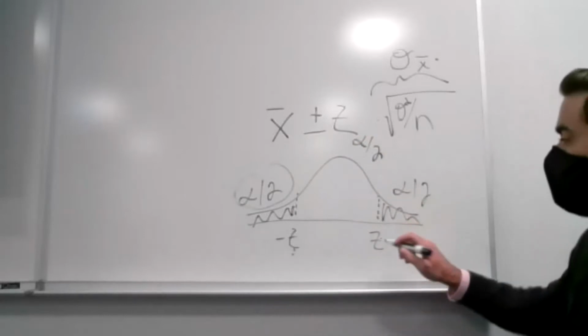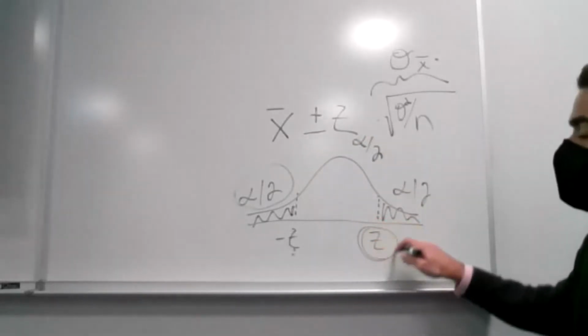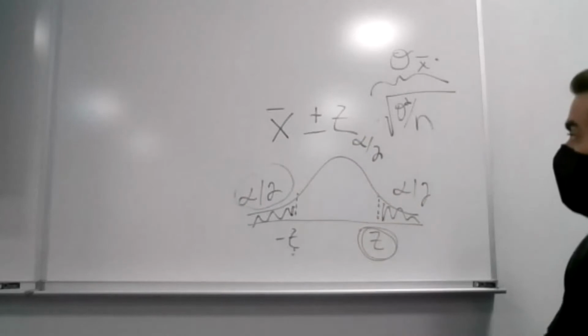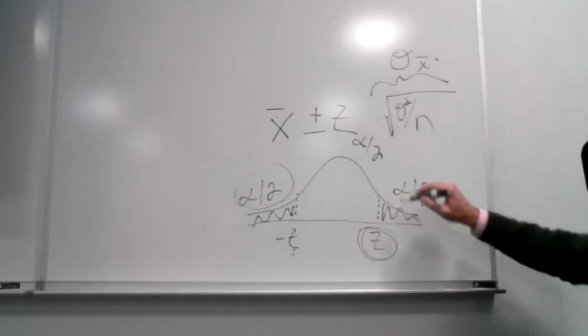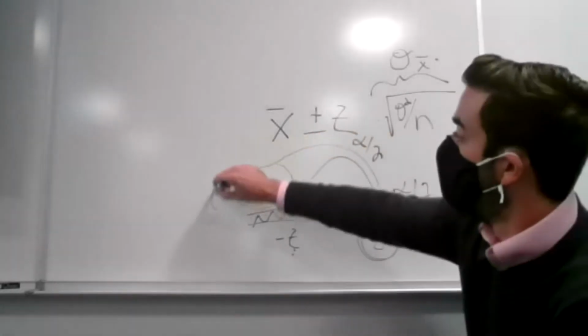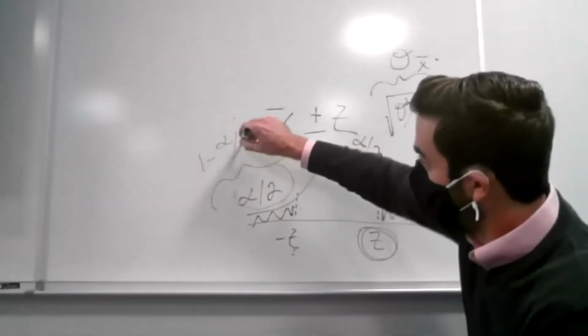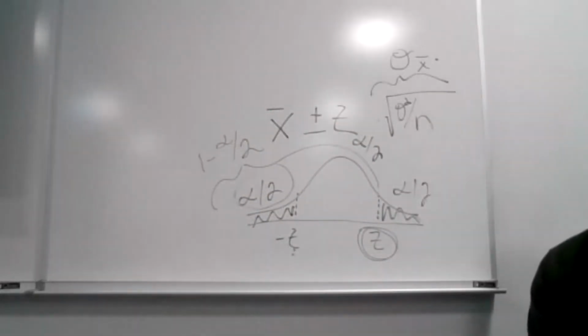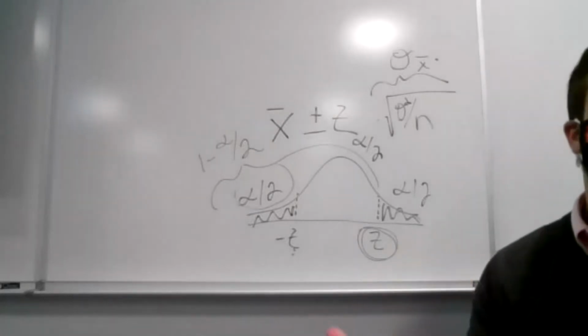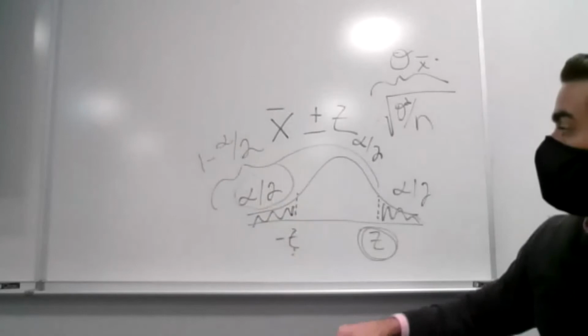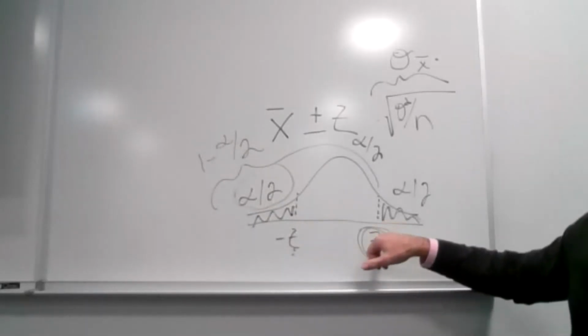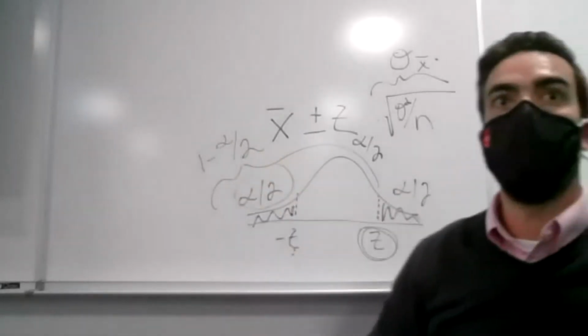But before we go back to Excel, the second way we could look it up is if I want to find the positive z-value, if I know the area to the right is alpha over 2, I know the area to the left is just 1 minus alpha over 2. Okay? So I can do it either way. I can take the absolute value and look up alpha over 2, or to get the positive z-score, I can just look up 1 minus alpha over 2.